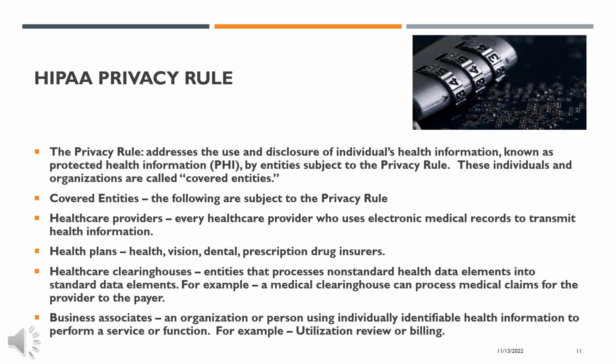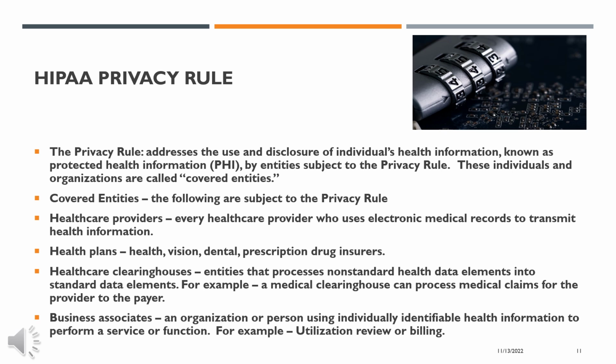A major goal of the privacy rule is to ensure an individual's health information is protected while still allowing the flow of health information needed to provide quality health care. The privacy rule permits the use of health information and protects the patient's privacy.